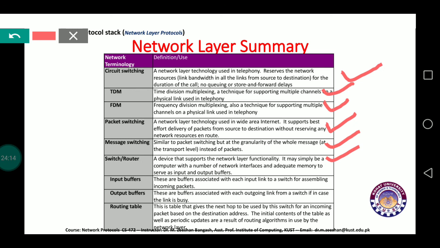Input buffer management, that is associated with each input to a switch for assembling incoming packets, and output buffers are also the responsibility of the network layer. Similarly, the table that gives the next hop to be used by this switch for an incoming packet, based on the initial content of the table as well as the periodic updates, is the result of the routing algorithm used.